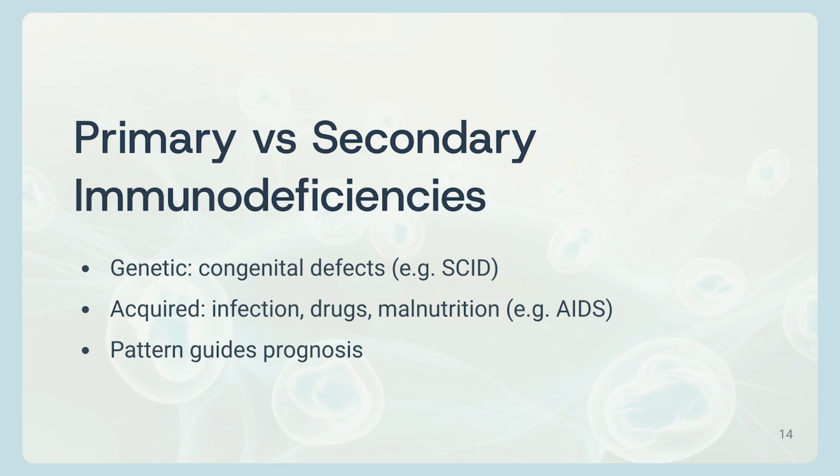On the other hand, secondary immunodeficiencies are acquired later in life. Secondary immunodeficiencies can happen due to, for example, infections or drugs or malnutrition. For instance, HIV infection causes AIDS, which is an acquired immunodeficiency that attacks your immune cells. Knowing whether an immunodeficiency is primary or secondary is important because it helps you understand its prognosis and how best to treat it.